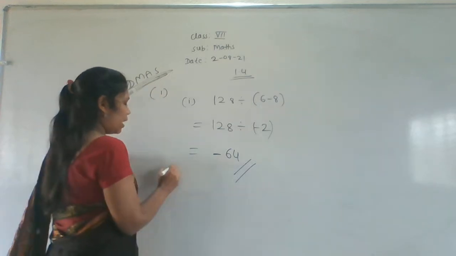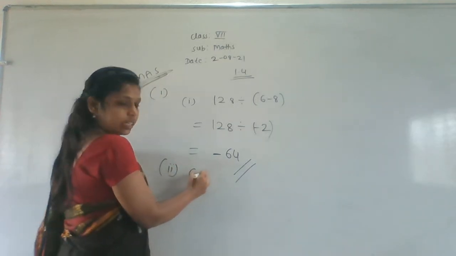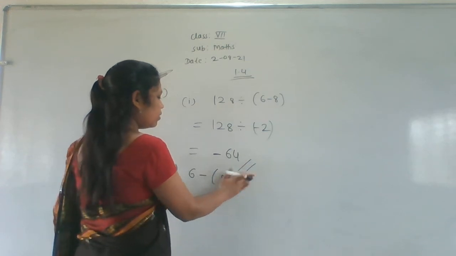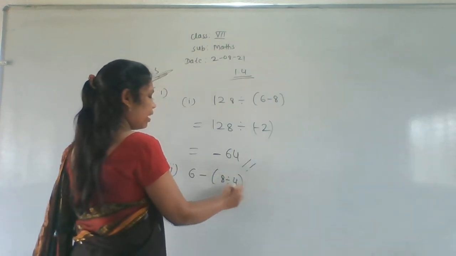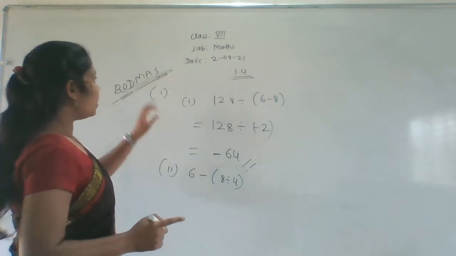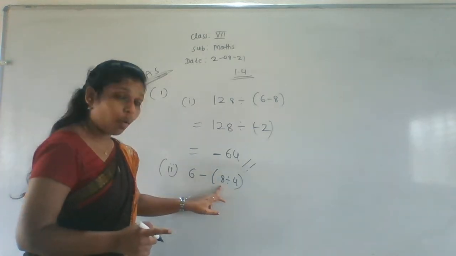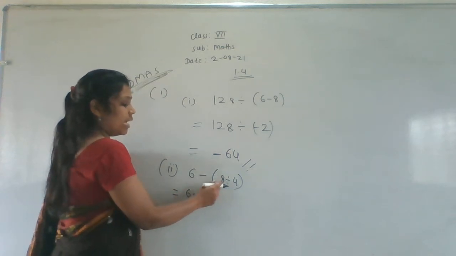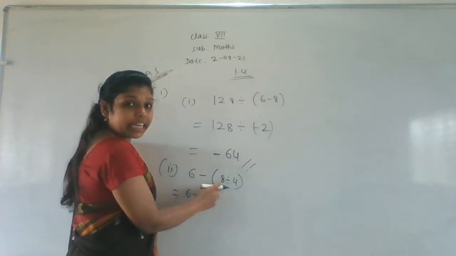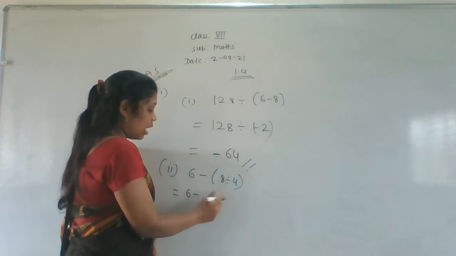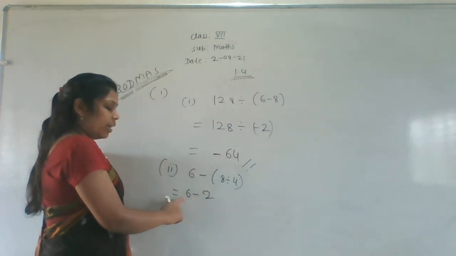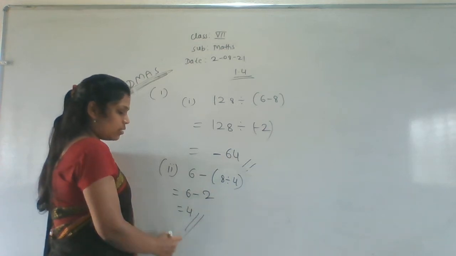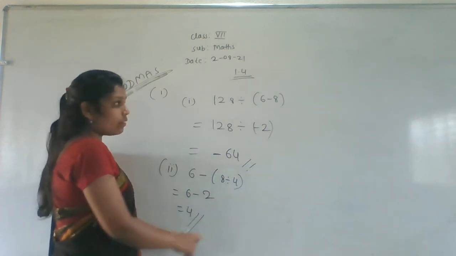Second one. 6 minus 8 divided by 2... So again, using the BODMAS rule, first we have to solve the brackets. First solve the bracket here, 8 divided by 4. What will you get? 4 twos are 8, so the quotient will be 2 here. Next, 6 minus 2, that will be 4. The answer is 4. Getting everyone?